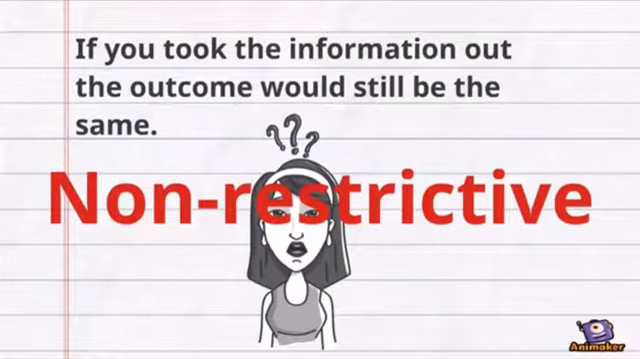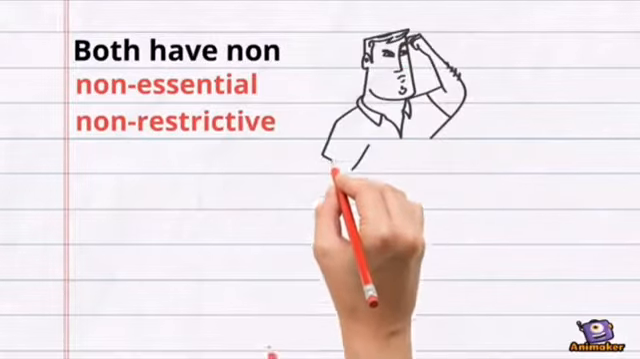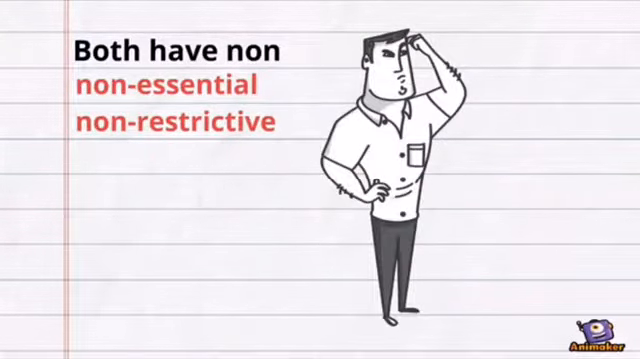It is therefore non-restrictive. How you remember this is pretty simple. Non-essential and non-restrictive both have the word non in them, so you can make that connection, and then, by the process of elimination, have essential and restrictive left.